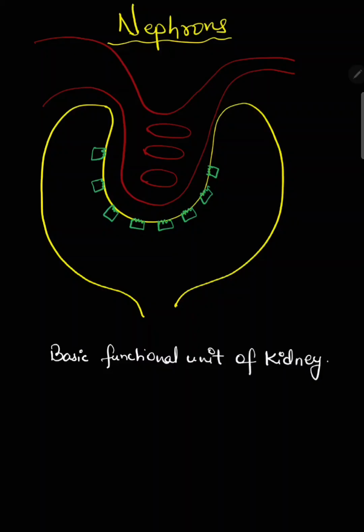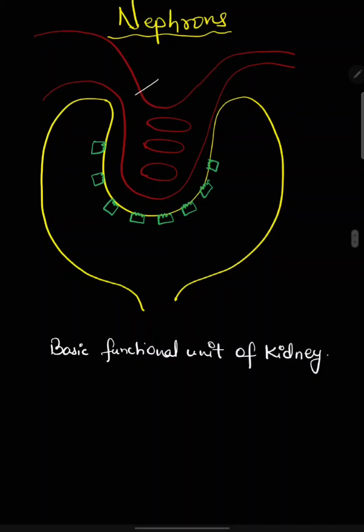Now looking at the structure of the nephrons, see, the nephron is a tubular portion. Here we will see a portion of the nephron which is called the Malpighian tubule. Now, this portion, Malpighian tubule or renal corpuscle, is made up of two parts.